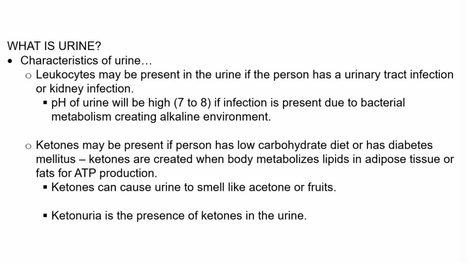Ketones may be present in the urine if the individual consumes a low carbohydrate diet or if they have diabetes mellitus. Ketones are byproducts created when the body metabolizes lipids in adipose tissue or metabolizes fats for ATP production. Glucose is normally metabolized to create ATP energy, but when it is absent or when it is unable to be metabolized as an energy source, such as in diabetes mellitus, the body will switch to other mechanisms, such as those that metabolize fats and lipids. The presence of ketones in the urine can cause the urine to smell fruity or like acetone and is referred to as ketonuria.